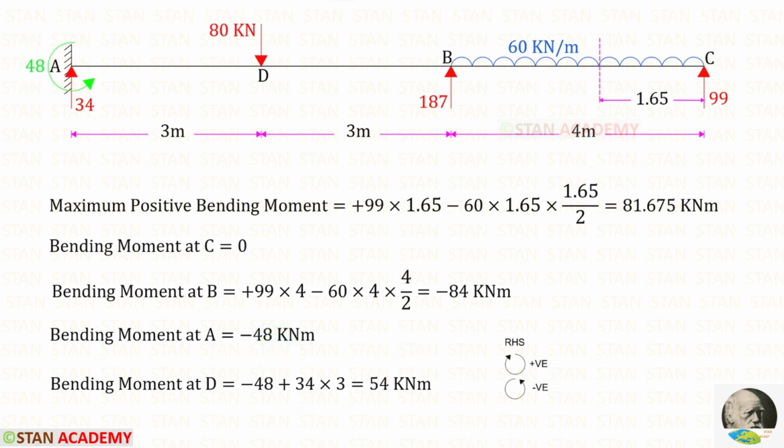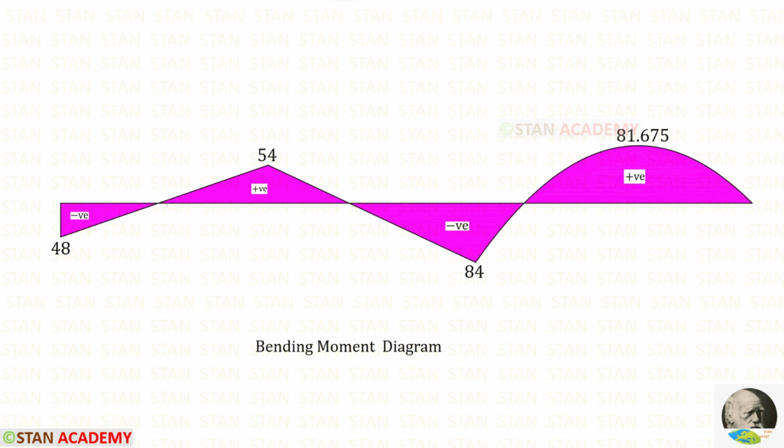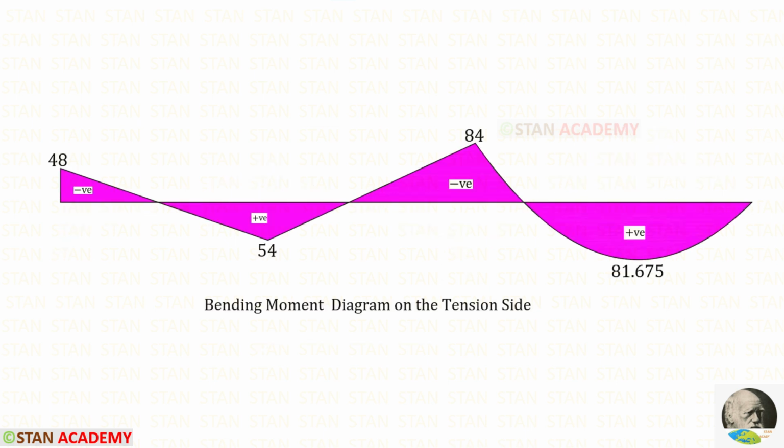Now let us find the moment at D. MA is acting in the anticlockwise direction, so that it will be negative. RA is acting in the clockwise direction, so that it will be positive, and the distance is 3. Finally, we will get 54. This is the proper bending moment diagram. If we make this diagram upside down, that is called bending moment diagram on the tension side.